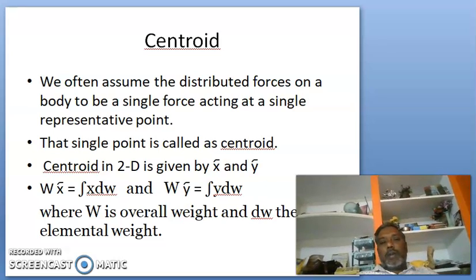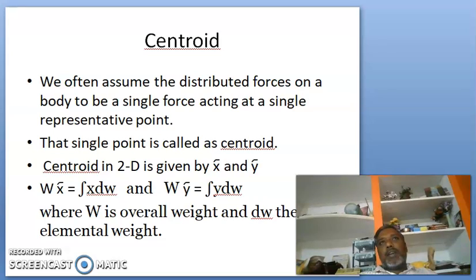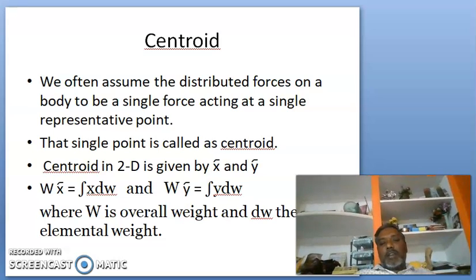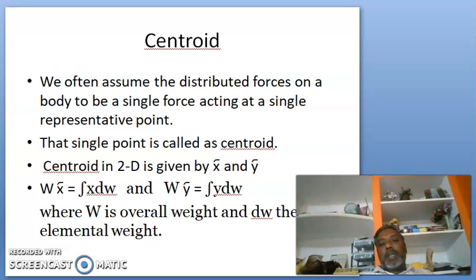So centroid. We often assume the distributed forces acting on a body to be a single force acting at a single representative point, because most of the forces are never concentrated on a single infinitesimally small point. It is distributed over a small area or a particular line, which we often need to assume concentrated on a point. That single point is called the centroid. The centroid in 2D is marked by the point x bar and y bar.